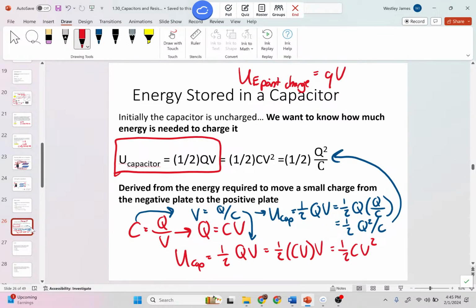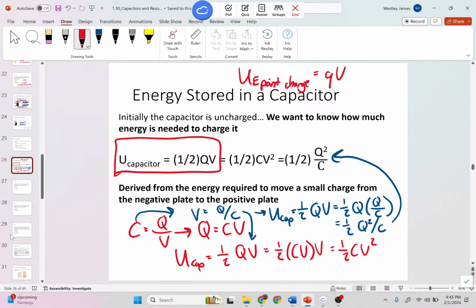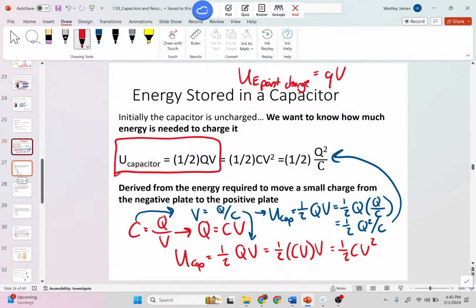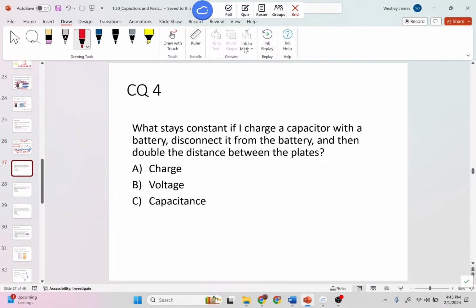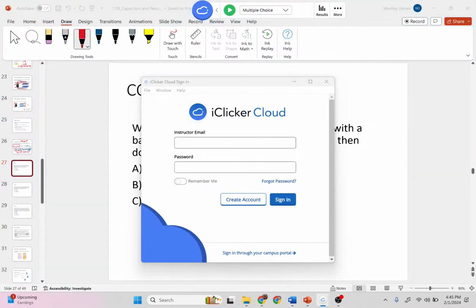So we're going to do a few clicker questions, and these ones are going to be a little tricky. If you know the definition of capacitance, if you know the definition of charge, and you know where the thing gets voltage, these are good problems. These help us to understand how a capacitor kind of works.